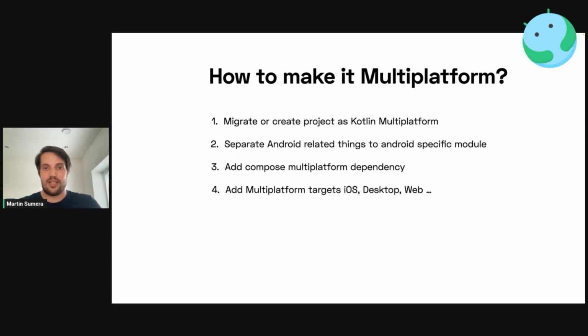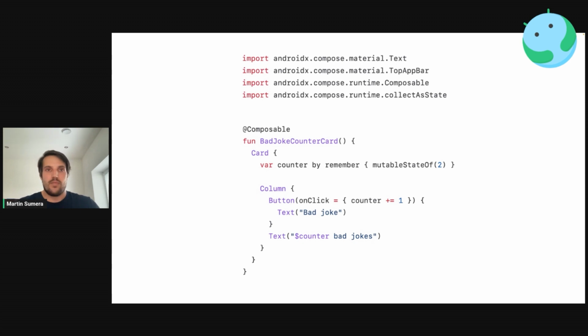And let's go to the last step and define code for multi-platform targets. In this case, Android, iOS, and desktop. But let's take a look at shared code first. The shared code looks the same way as it looked in the Android-only version. Since we do not have to remove any Android-specific code, we are able to use the same code without change.